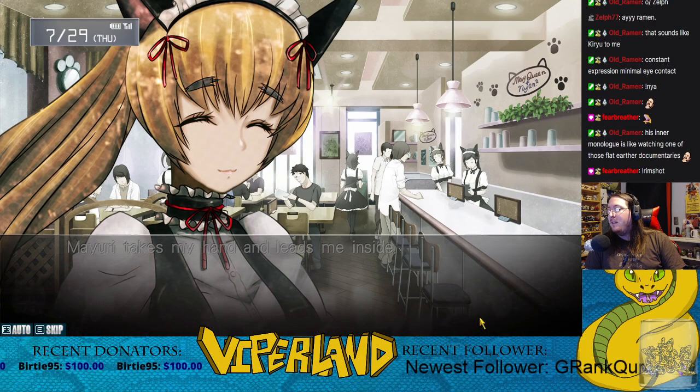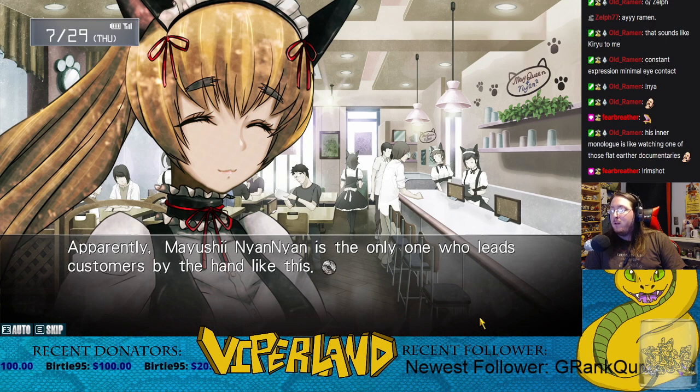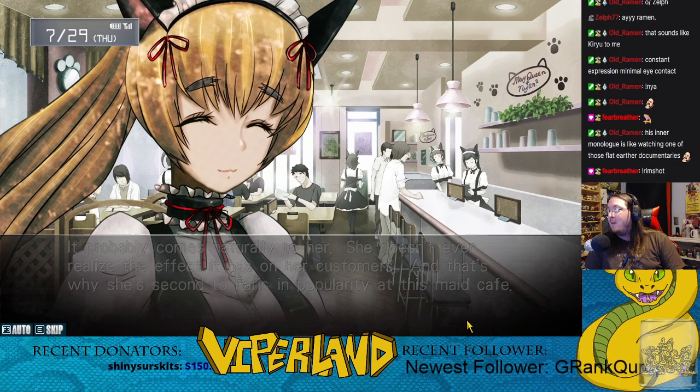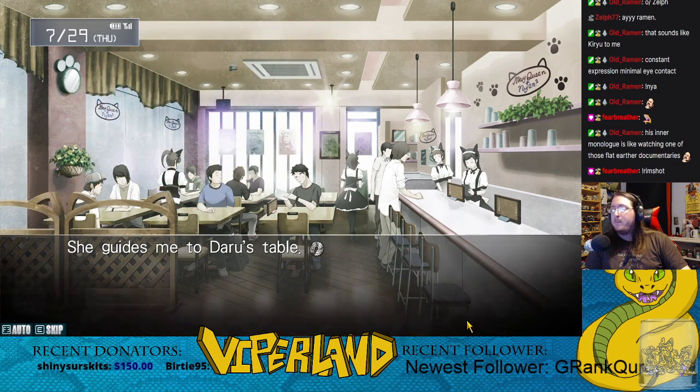Mayuri takes my hand and leads me inside. Apparently, Mayushi Nyan Nyan is the only one who leads customers by the hand like this. It probably comes naturally to her. She doesn't even realize the effect it has on her customers, and that's why she's second to Ferris in popularity at this maid cafe. She guides me to Daru's table. The tables are about 60% full.